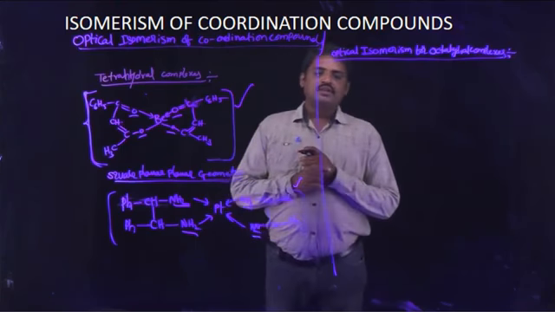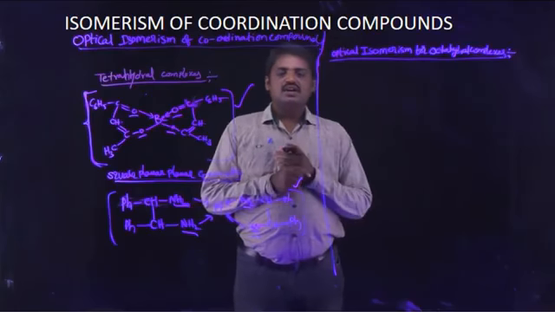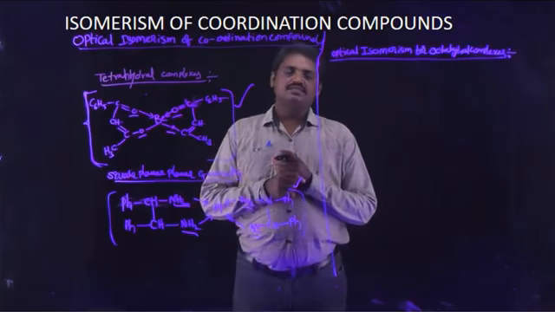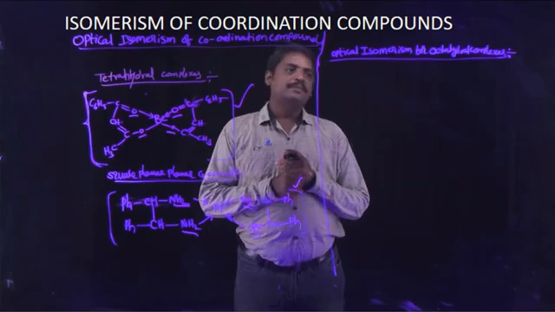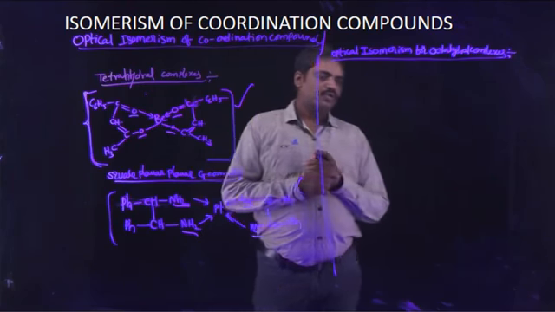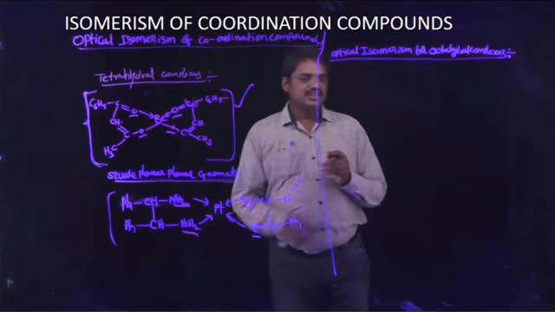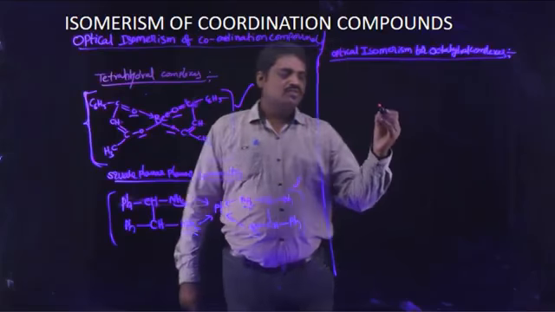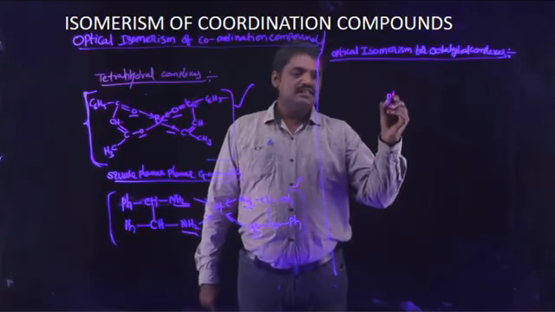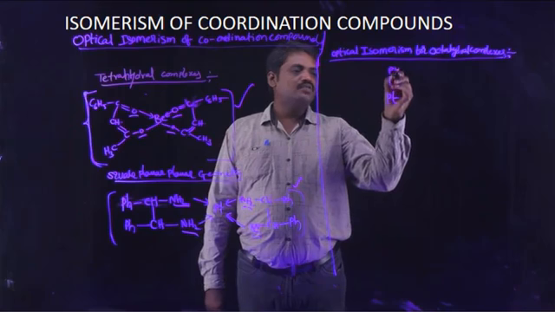Generally, these octahedral complexes show optical isomerism. For example, one of the octahedral complexes is taken. So the platinum is the central atom for this given coordination compound.